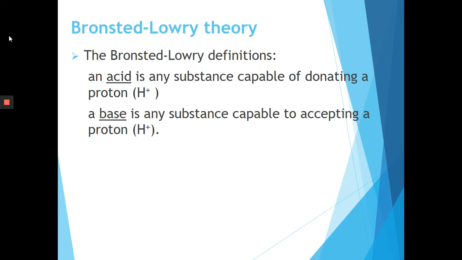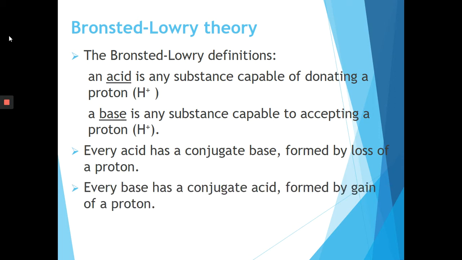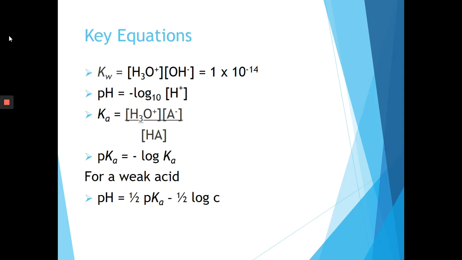So quick recap. Bronsted-Lowry again. We've got to remember that our acid is a substance that donates a proton and our base accepts a proton. We need to remember that for every acid, we've got a conjugate base, and that's formed by losing a proton, and that for every base, there's a conjugate acid, and that's formed by gaining a proton. Again, a reminder that water is amphoteric. It can either donate or accept a proton, therefore it can be treated as an acid or a base. If you remember the second slide on the last PowerPoint, you had some examples of water being used as both an acid and a base.